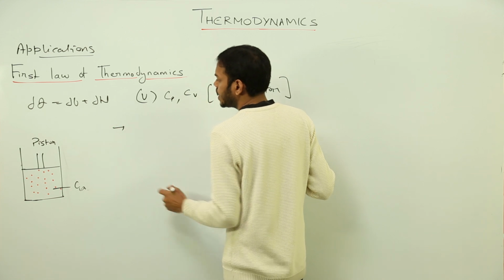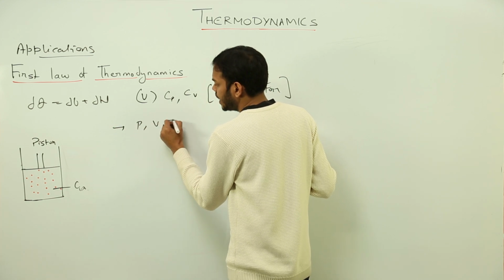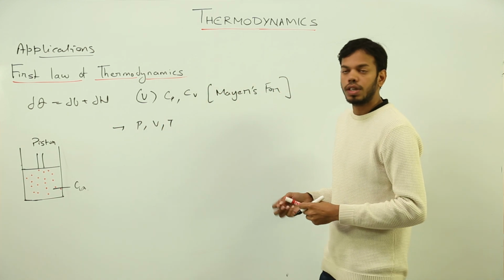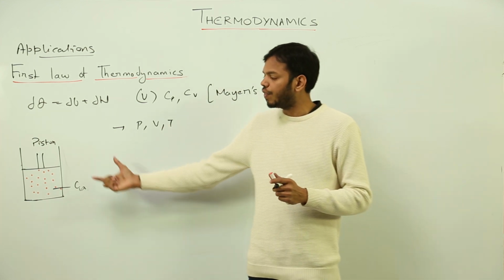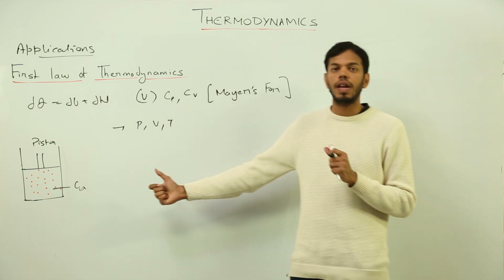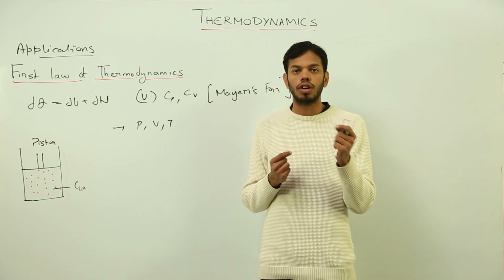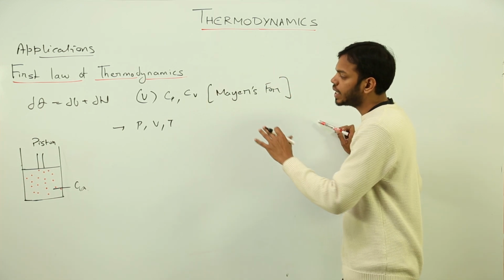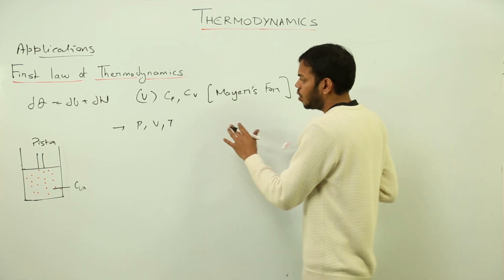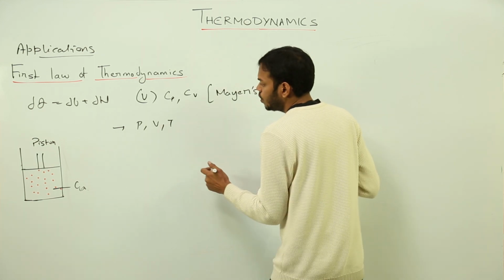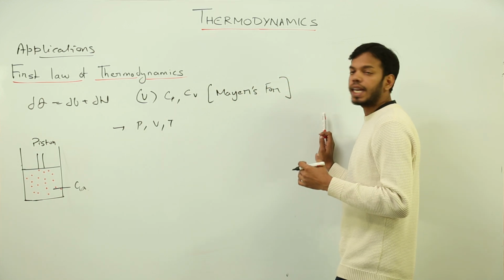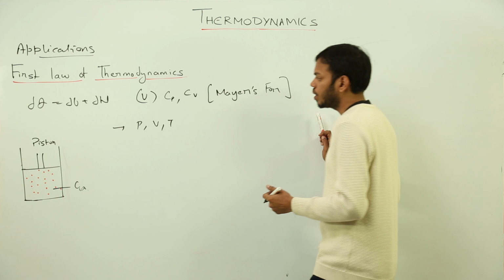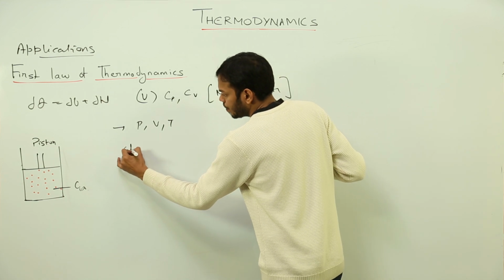Let us say, consider that P, V, T be the initial state variables of this gas. We have considered 1 mole of ideal gas. The word ideal is very important right now because we are going to take a lot of assumptions. Now PVT is the initial state of this ideal gas. First, let the gas be heated at constant volume.